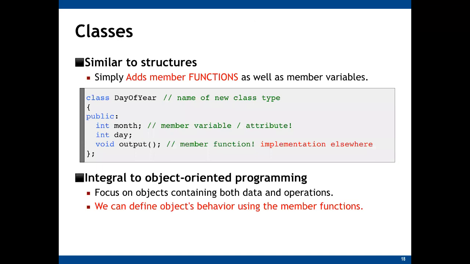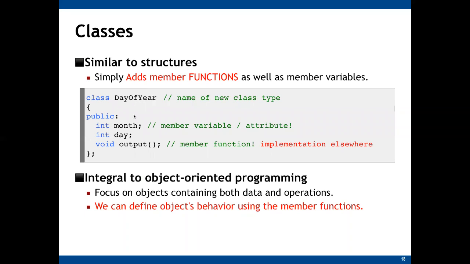So what is class? Class is similar to structure because, like structure, it can have member variables. But unlike structure, class can have member functions as well. So this is a concrete example of class. Instead of using the struct keyword, you use the class keyword to define a class. DayOfYear, this is the name of the class.